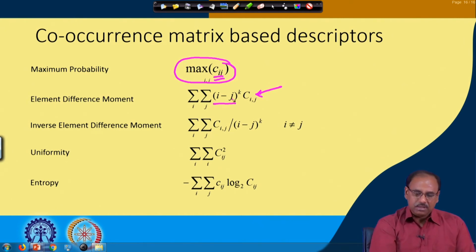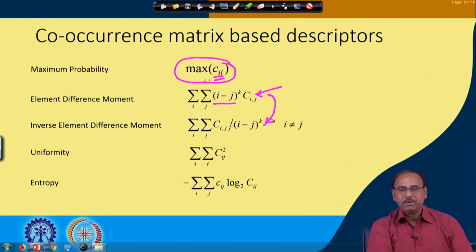Similarly, I can have the opposite one, which is inverse element difference moment, which is C i j upon A i minus j to the power k. So, this will have an effect which is just opposite to the element difference moment. When element difference moment is large, inverse element difference moment will be low.